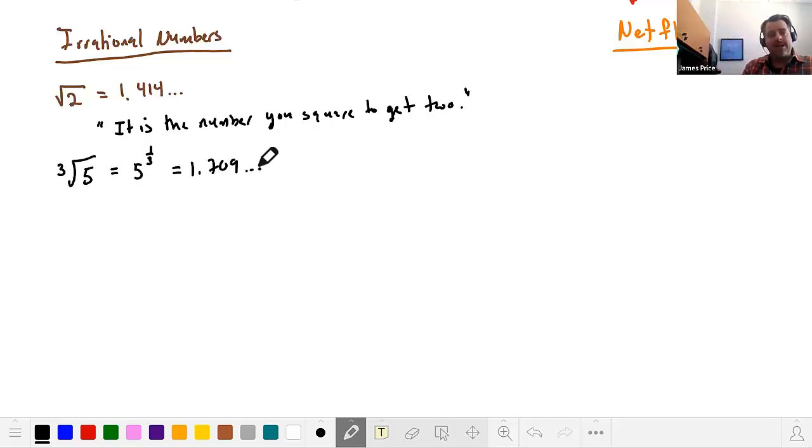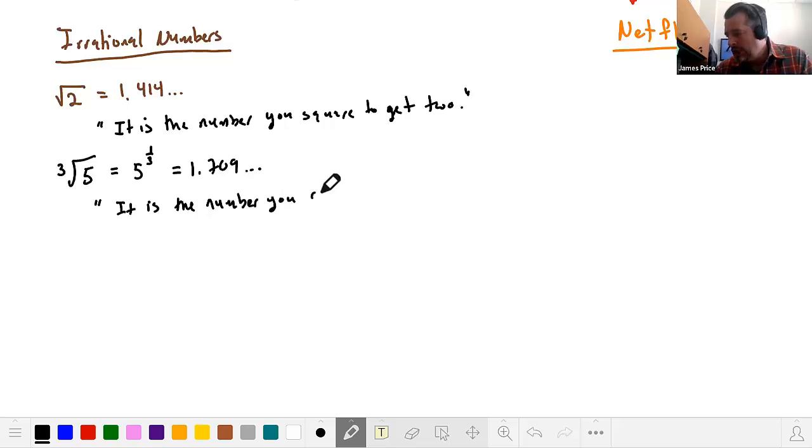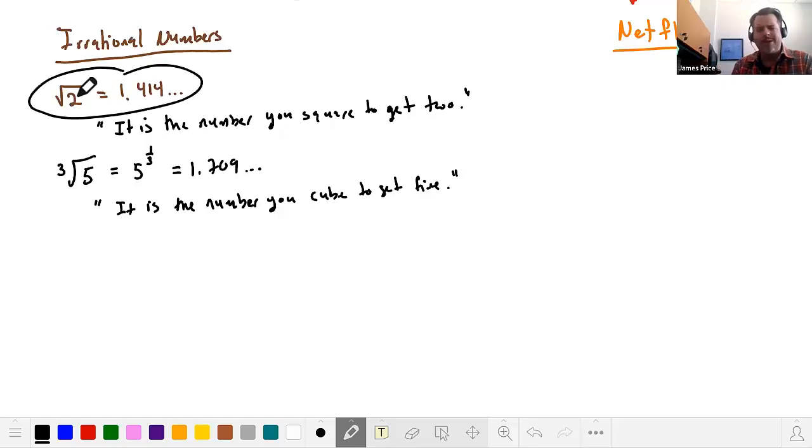And I can tell you what that number actually is. This is the number you cube, not square, to get 5, right? So it is the number you cube to get 5. And I build this all off of my experiences with square root of 2, basically. And once I can do that, then I can tell you all kinds of interesting things about radicals and exponents, which we'll work on throughout the semester.